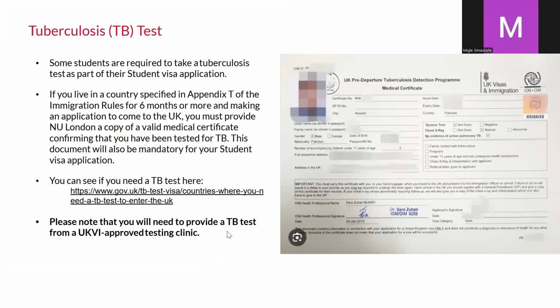Now, some students are required to take a tuberculosis test as part of their visa application. If you are living in a certain country and making an application to come to the UK, you may be required to present a valid medical certificate confirming that you've been tested for TB and that your results have been negative. Your TB certificate should look exactly like this. So it should have the UK Visas and Immigration stamp over here, and it should show that your results are negative.